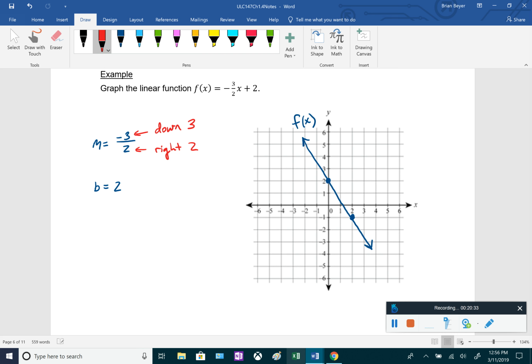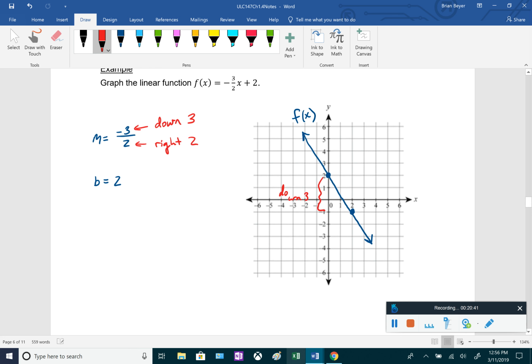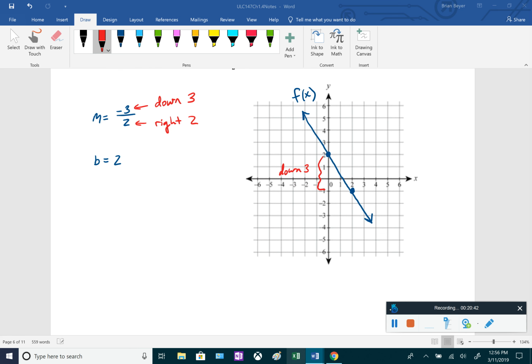Okay, so once again, we started at this point up here. We used the slope and we went down 3. And then we went to the right 2.